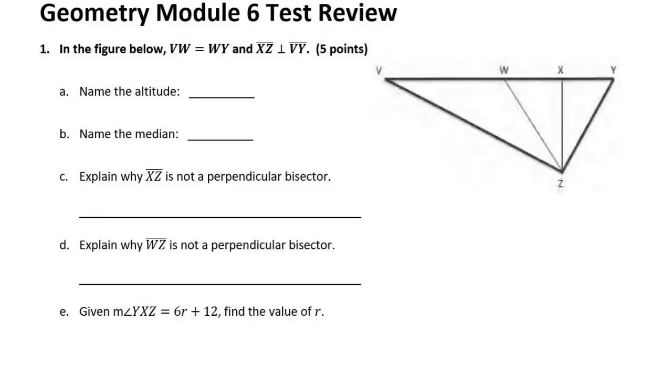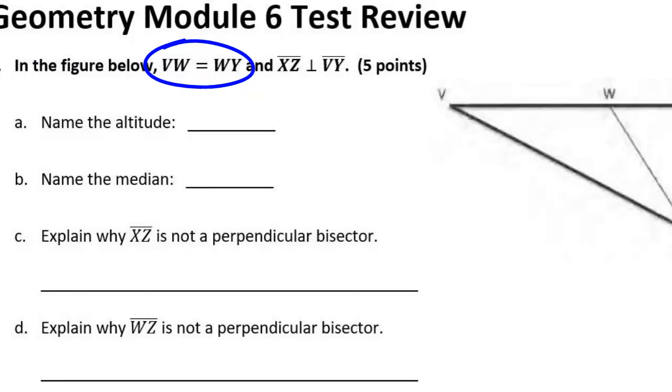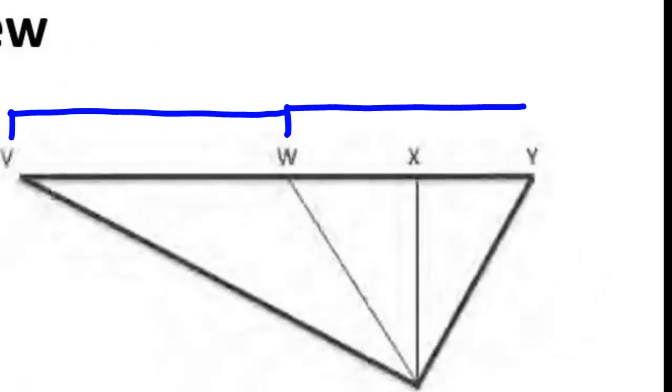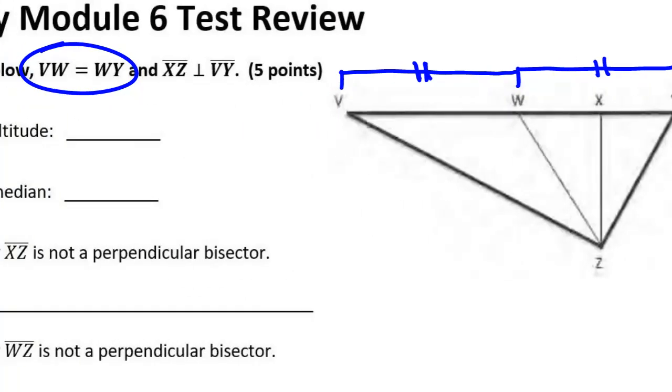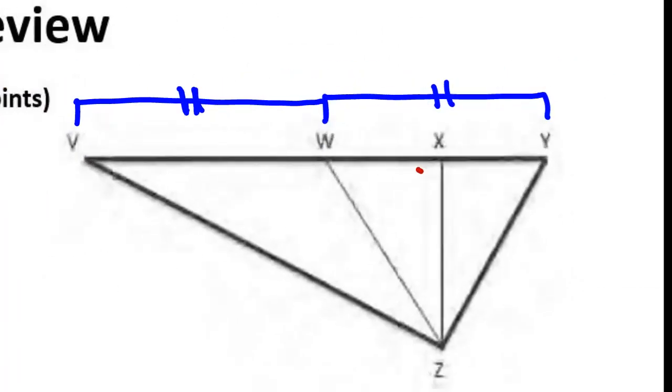All right, so on question number 1, we start with this information here that VW, the length from V to W, is equal to the length from W to Y. So these are congruent segments. And then it also tells us that XZ is perpendicular to VY. So right here, it's making a right angle. That's what perpendicular means, and that's where those two lines are meeting.